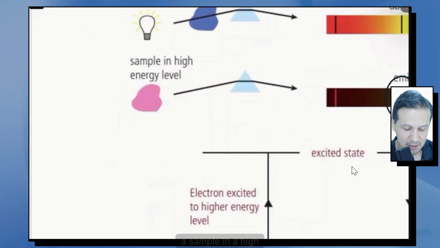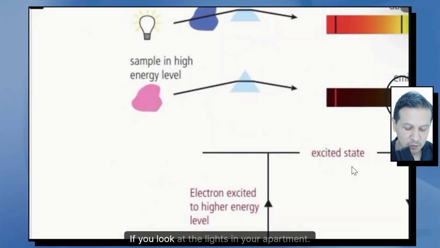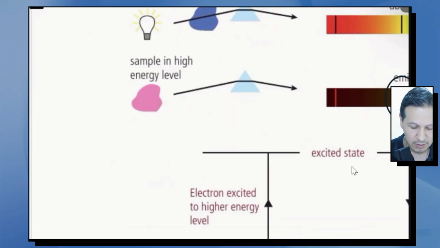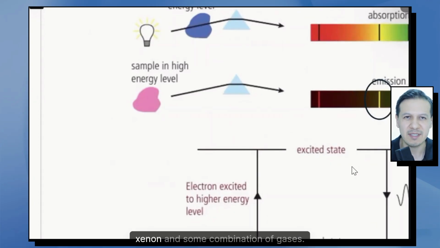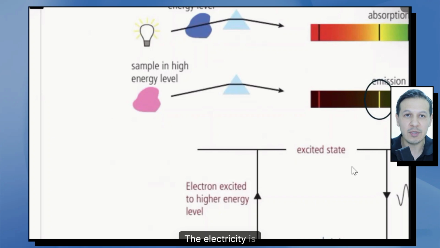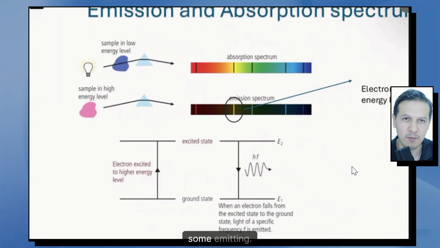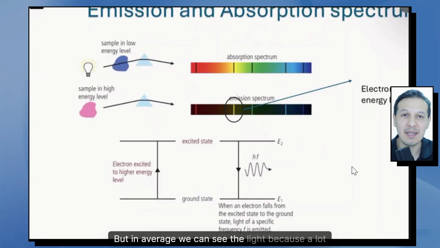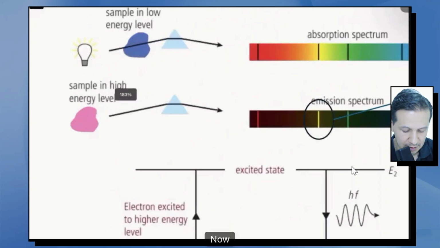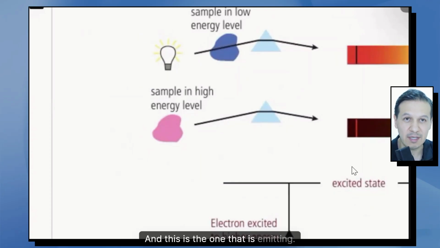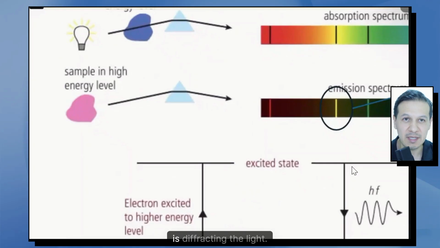One example of a sample at a high energy level: if you look at the lights in your apartment, these bulbs are filled with gas, helium, xenon, and some combination of gases. The electricity makes the atoms of the gas get excited. In that moment the electrons are jumping, and at the same time some electrons are falling down. Some are absorbing, some emitting. But on average, we can see the light because a lot of atoms are emitting. This high energy sample is the one that you can see in your bulbs, and it is the one that is emitting. If we put a prism, it diffracts the light.